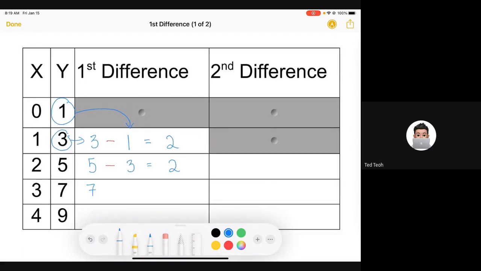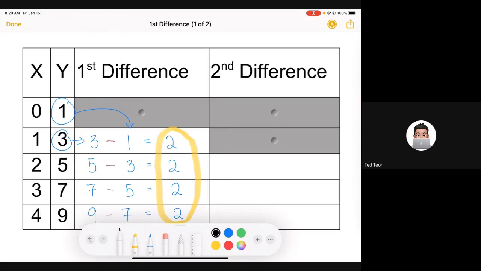So it's going to be 7 minus 5, which is also going to give me 2. And then the last one is going to be 9 minus 7, which is also going to give me 2. You're going to notice in this question that all my first differences are the same number. When my first difference is all the same number, that's called constant in math.